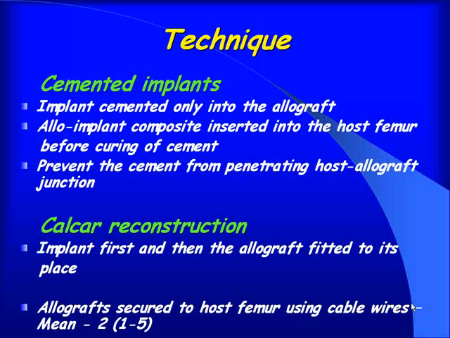The implant is cemented only into the allograft, and the allograft-implant composite is then inserted into the femur before curing of the cement, and care is taken to prevent cement from penetrating the host-allograft step cut junction. In the case of a calcar reconstruction, the implant was inserted first into the femur in the usual manner, and then the allograft is fitted to its place. The allograft is secured to the host femur with cable wires.